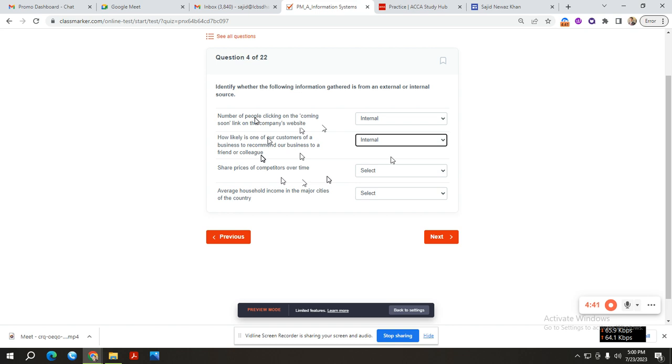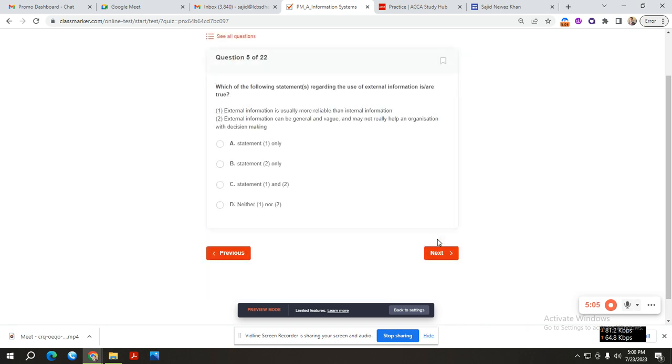Share prices of competitors. Competitor's share price is obviously an external source. এটা আমার internally এটা আমার পাওয়ার কোনো সুযোগ নেই. Average household income of major cities in the country. So average household income obviously আমার internally এই তথ্যটা থাকার কথা না. This of course is going to be external. My mistake. These two are going to be external sources, right? Okay. Next up, number 5.